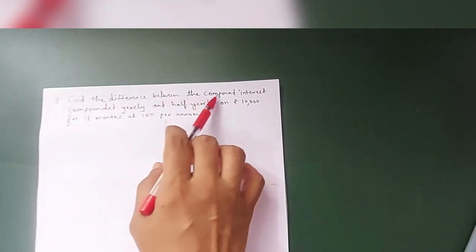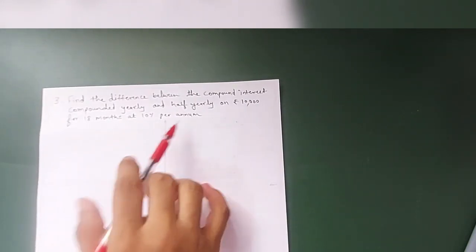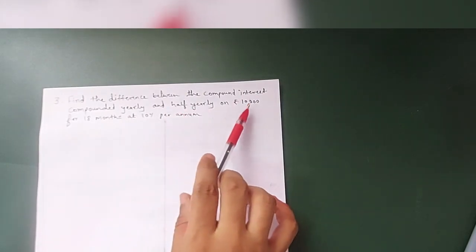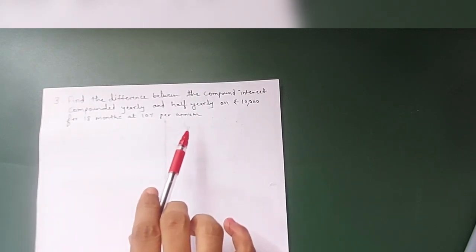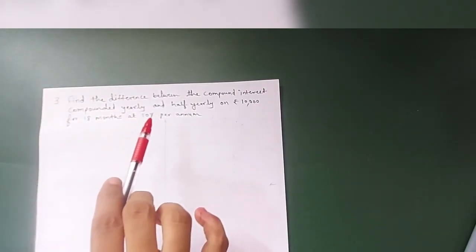Find the difference between the compound interest compounded yearly and half yearly on rupees 10,000 for 18 months at 10% per annum. Now here you have to find the difference between the compound interest. Compound interest is compounded yearly and half yearly 2 times. In this the principal is same, time duration is same, and rate of interest is same, but the interest is calculated by half yearly and yearly, and you have to find out the difference between the compound interest.